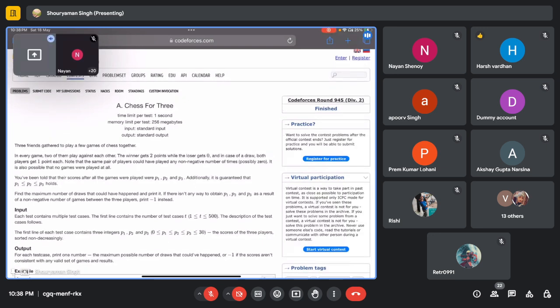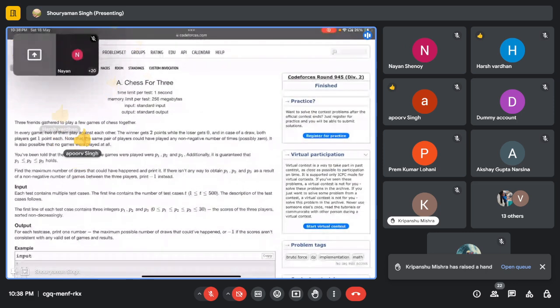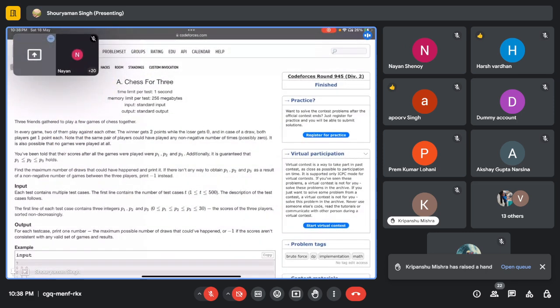So, yesterday's problem A. A brief about yesterday's contest. How many of you actually gave it? Because, in my opinion, it was one of the tougher ones. Yeah, so many gave it. So, let's start with problem number A for yesterday.